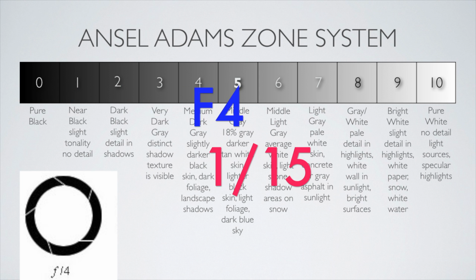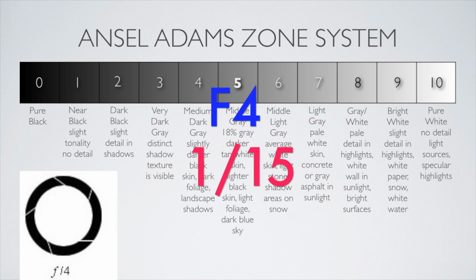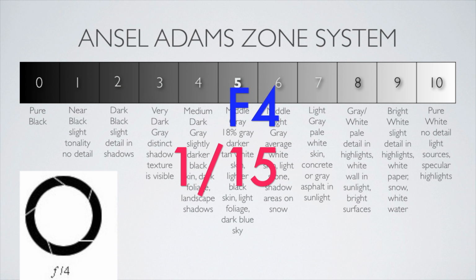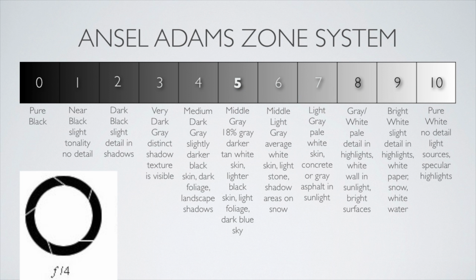Zone 8, an f-stop also of 4 at a shutter speed of 1/15. Zone 9, an f-stop of 4 at a shutter speed of 1/8. And Zone 10, an f-stop of 4 at a shutter speed of 1/4.